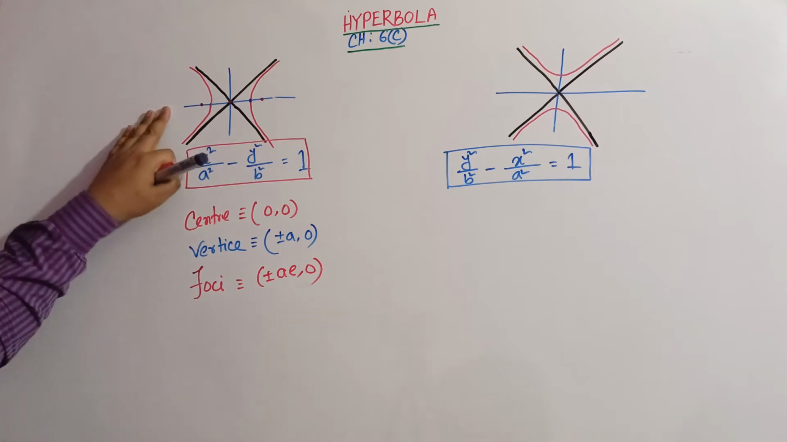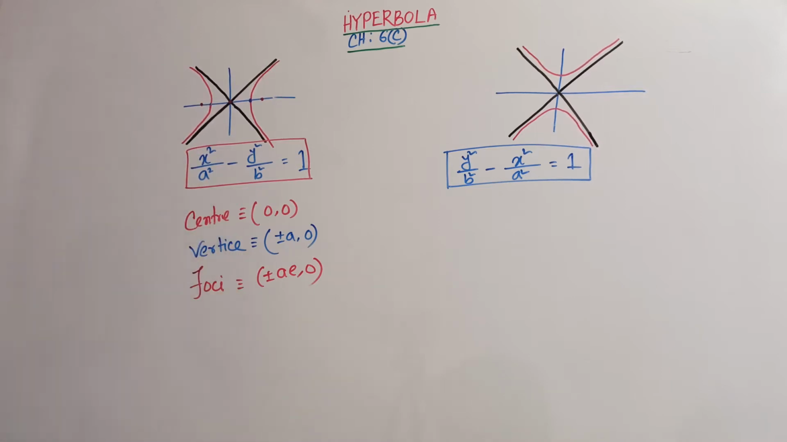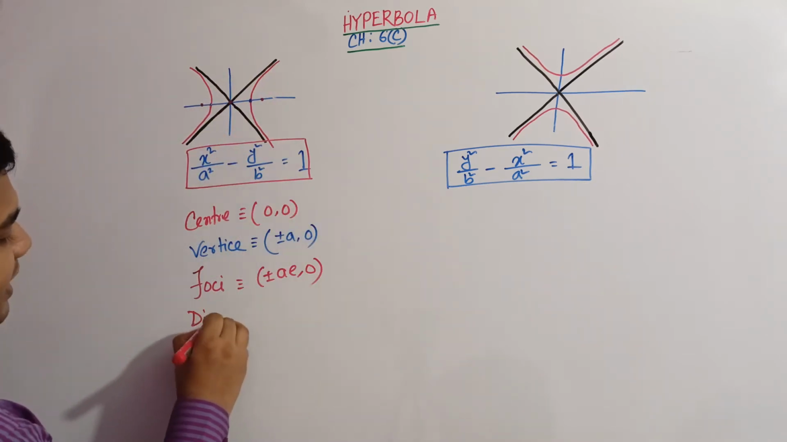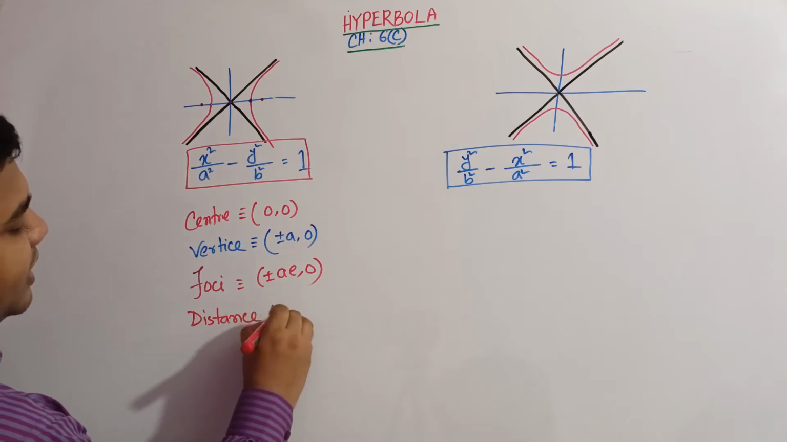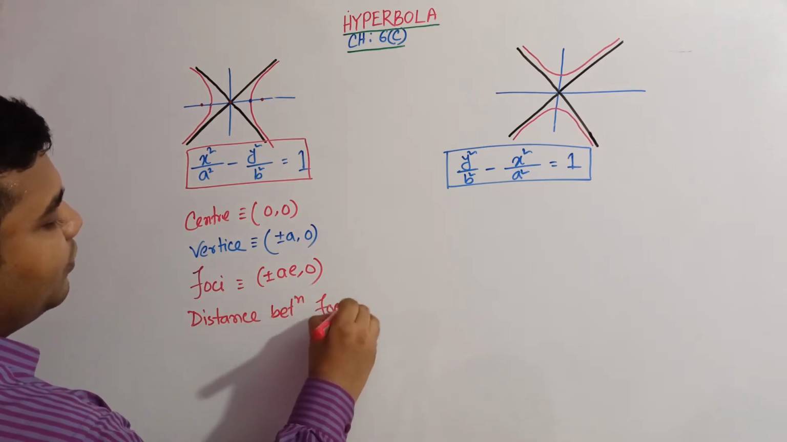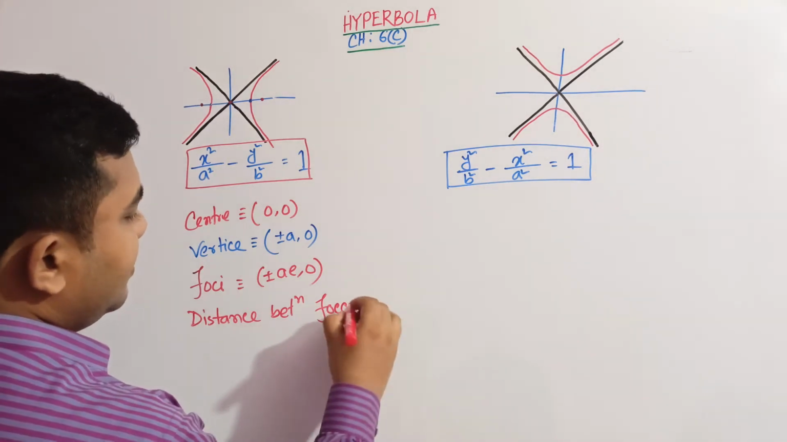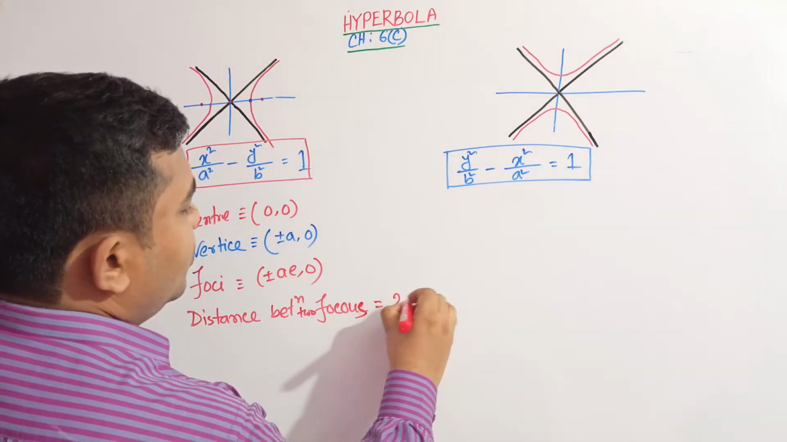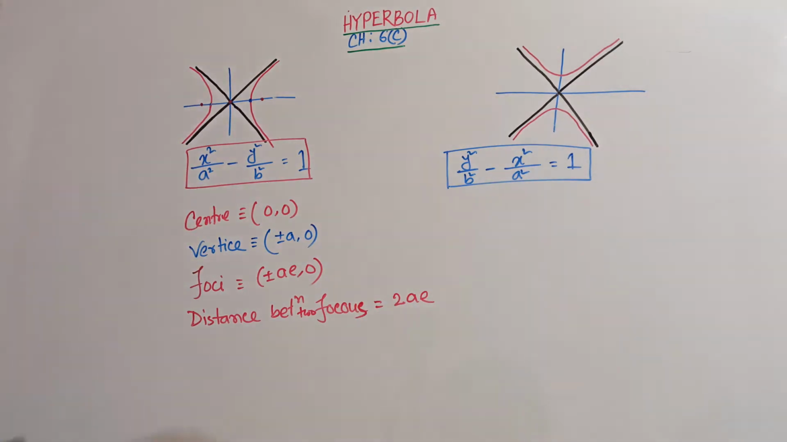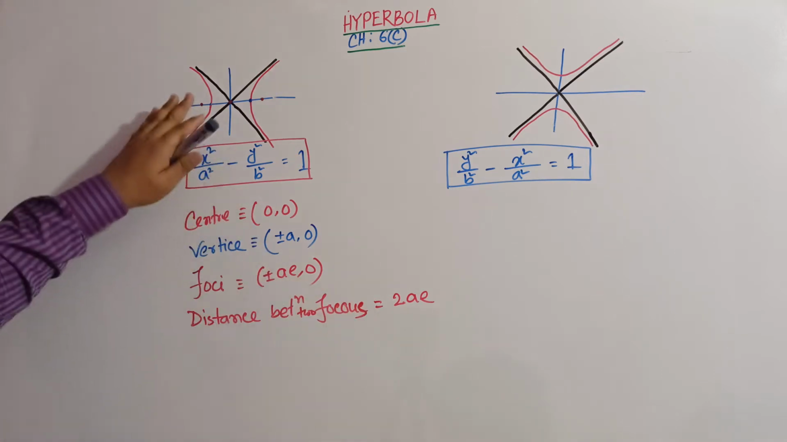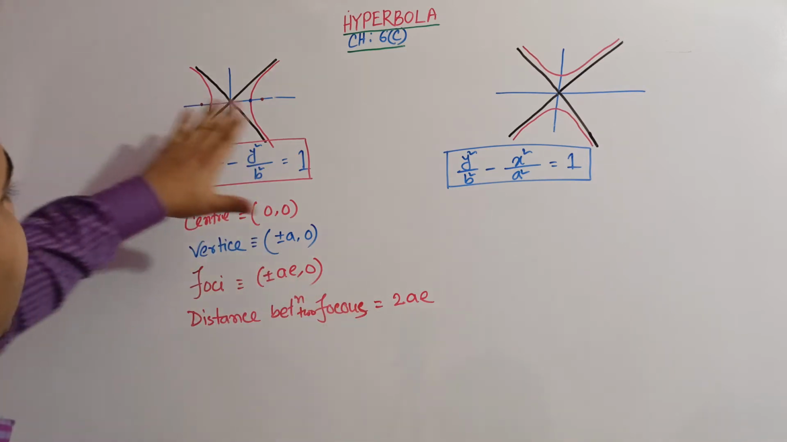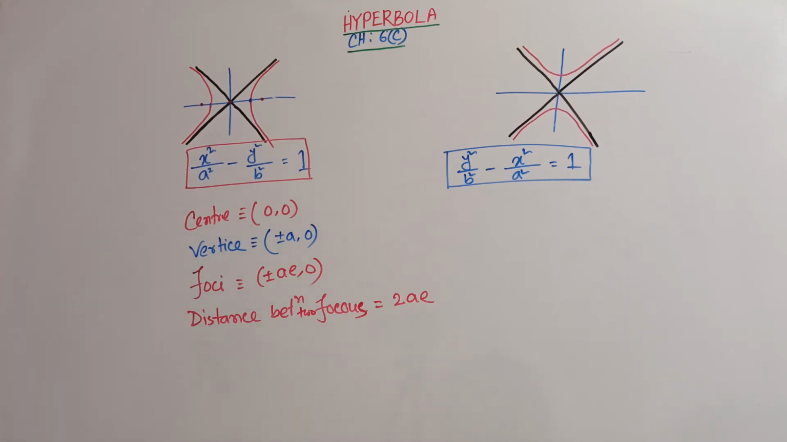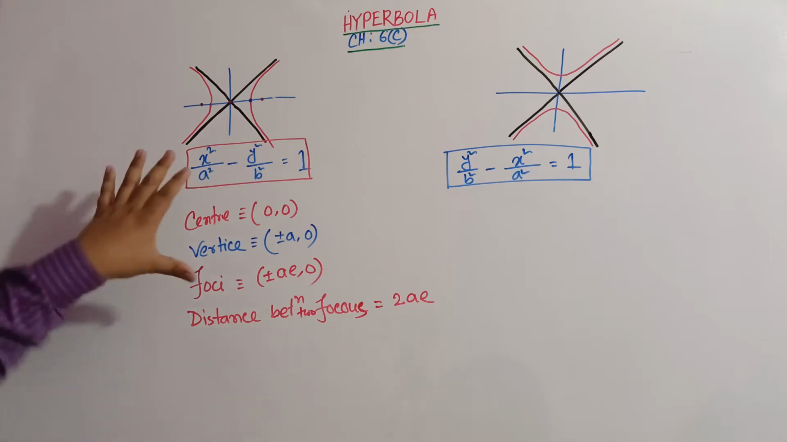That is the foci. Okay, to understand this part, now we're going for the distance between these two foci. The distance between the two foci should be 2ae. So here we can understand the center, then the vertex, then the foci, then the distance between the two foci.